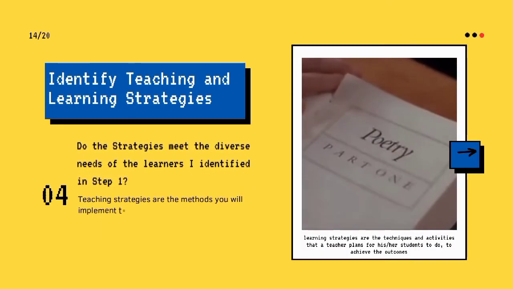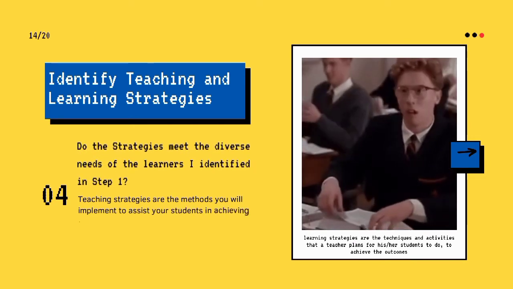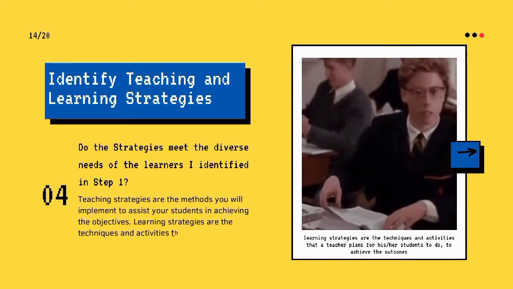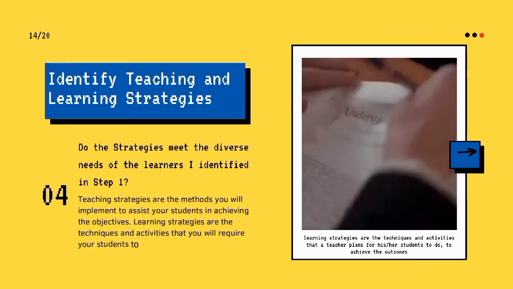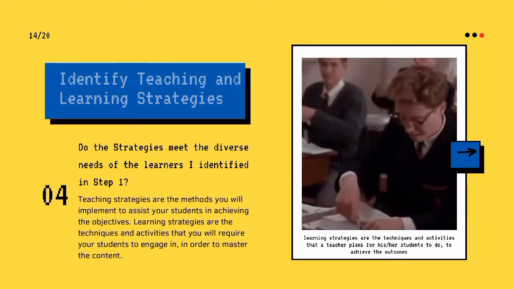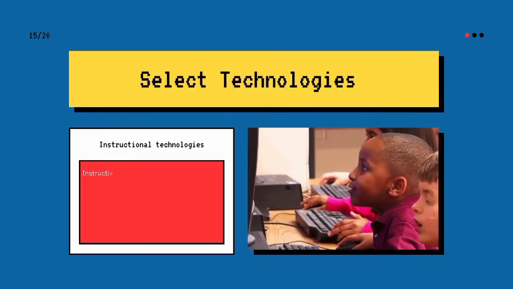Learning and teaching strategies are the appropriate methods a teacher will use in order to help the learners achieve an outcome that suits their learning process. A teacher should be capable of carrying out a number of methods and activities to obtain an appropriate outcome from the students. Next step, select technologies.